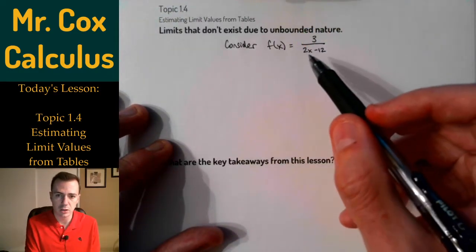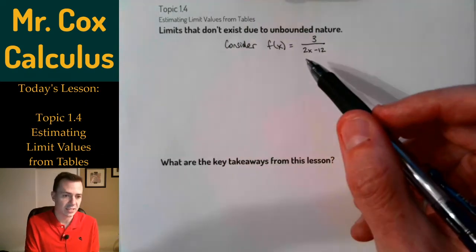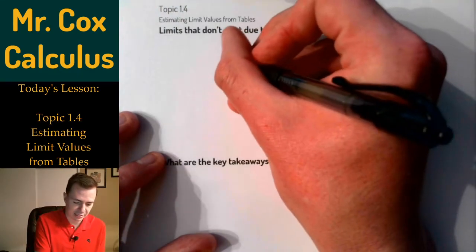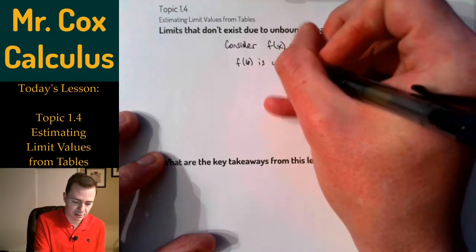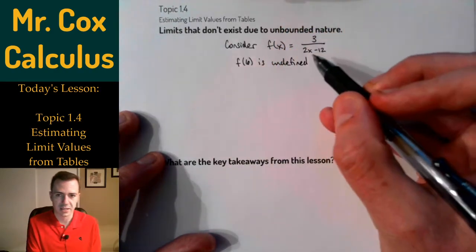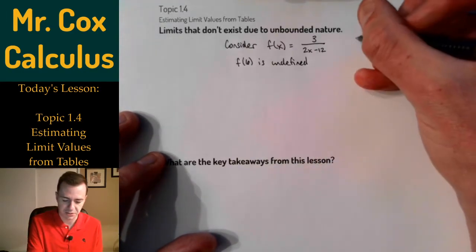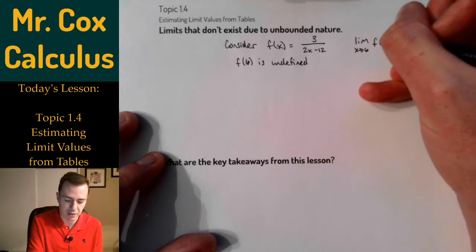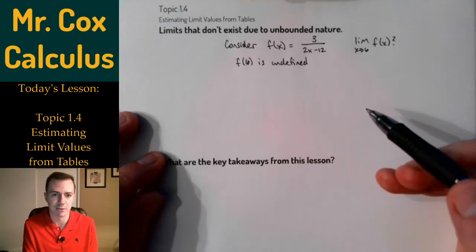Now then, if I've got 2x minus 12 in the denominator, obviously that can't equal 0. And so that means that f of 6 is undefined because the value 6 gives me 0 in the denominator. And as you should suspect by now with limits, I really am curious about what's happening as I approach 6. What is the limit as x approaches 6 of this function?